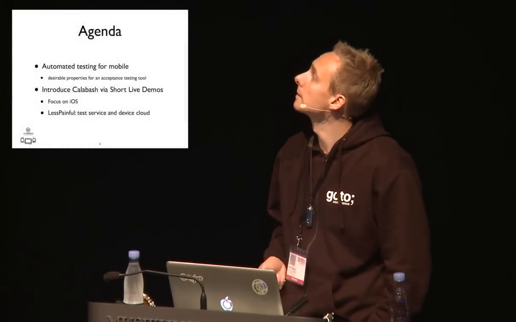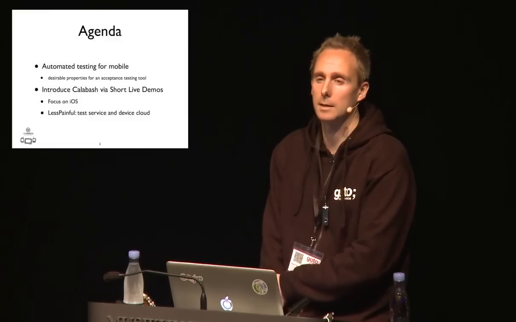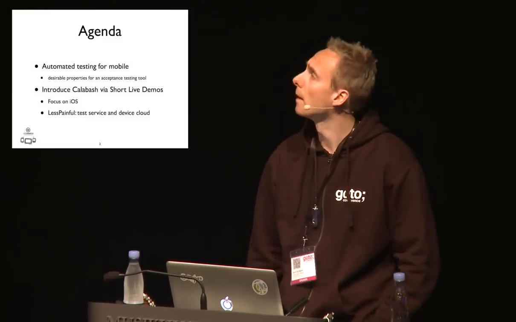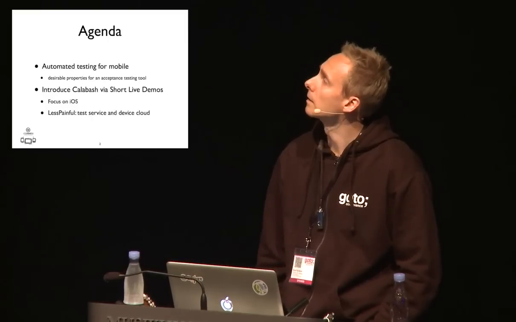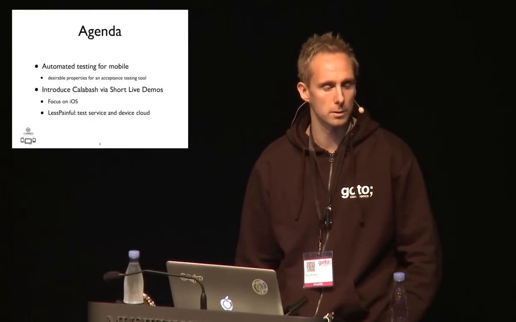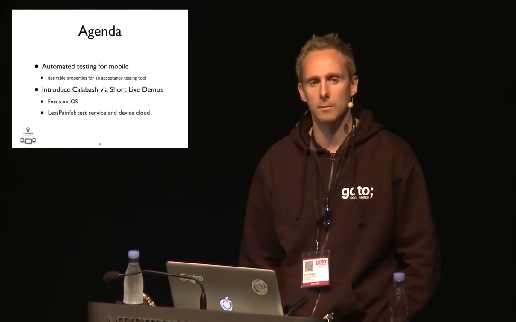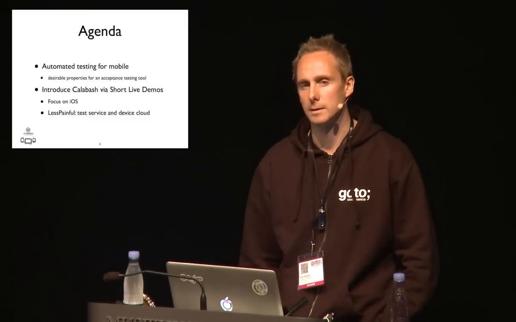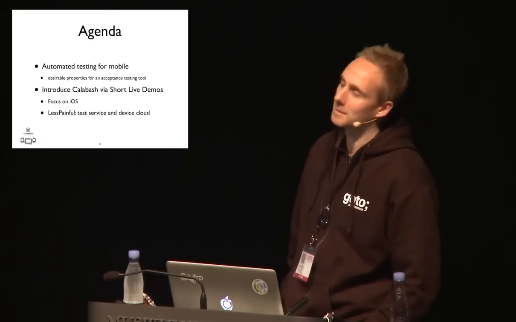So let's get on. So the agenda today is I'm going to talk a few slides, maybe max 10 slides, about automated testing for mobile and some of the challenges that are associated with that. And in particular, I'll give you a list of some properties that I would like to have on the tool that supports automated acceptance testing for mobile. And this list of properties is actually the reason why we created Calabash, because none of the existing tools that are out there would support all these things.